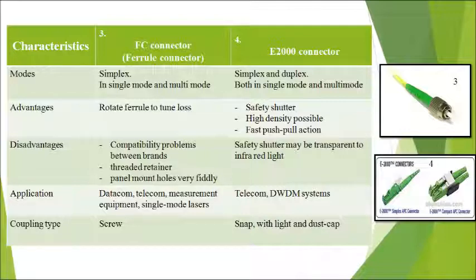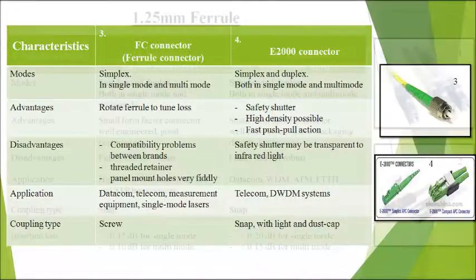E2000 connector have been widely used in telecom and DWDM systems application. E2000 connector use a snap type of coupling with a light and dust cap in 1.25 mm ferrule.